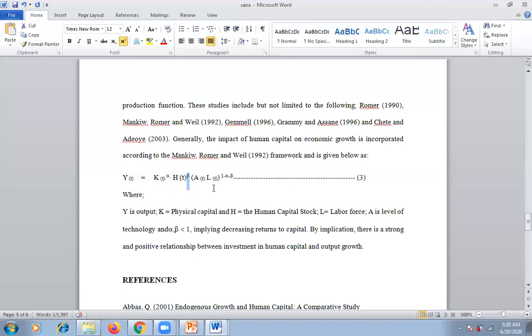Change. Then the model will be gamma, 1 minus alpha minus beta.